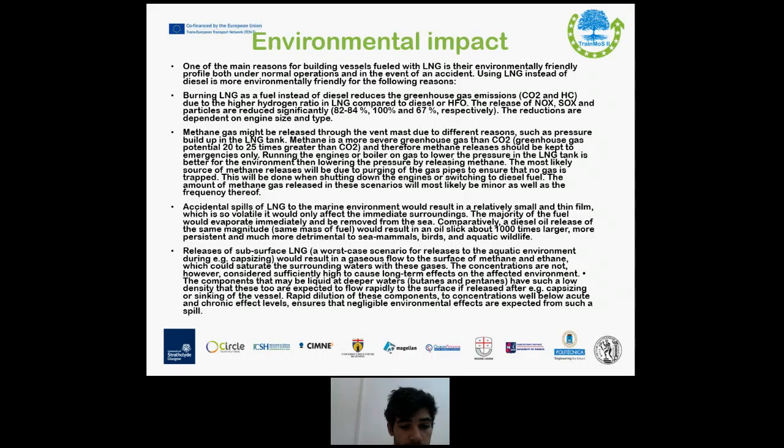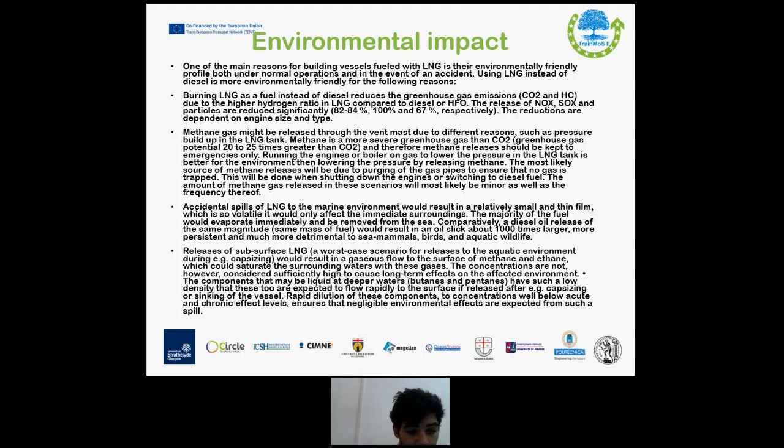Accidental spills of LNG to the marine environment would result in a relatively small and thin film, which is so volatile it would only affect the immediate surroundings. The majority of the fuel would evaporate immediately and be removed from the sea. Comparatively, a diesel oil release of the same magnitude, same mass of fuel, would result in an oil slick about 1000 times larger, more persistent, and much more detrimental to sea mammals, birds, and aquatic wildlife.